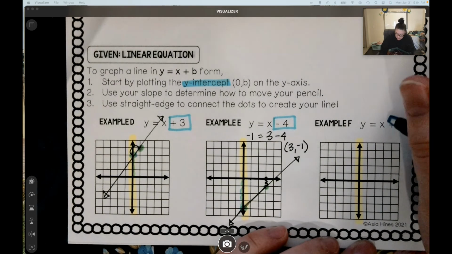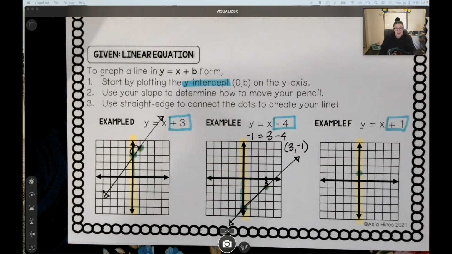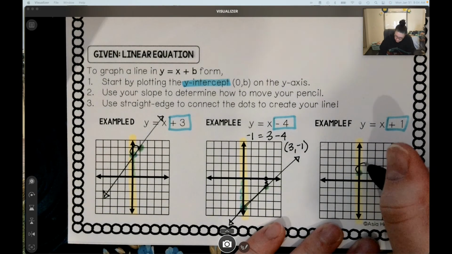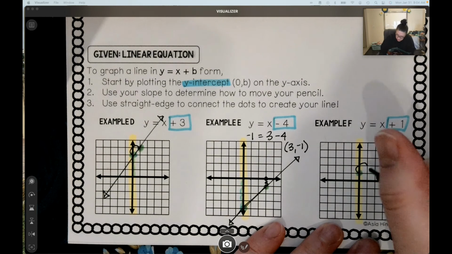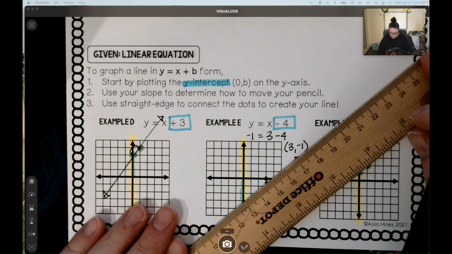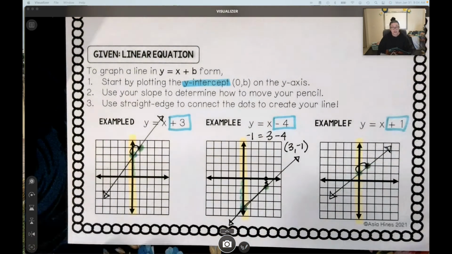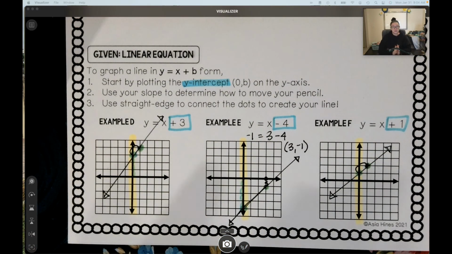Our y-intercept is a positive 1, so it's above the origin. I assume most of us like this first method, where we go up 1 and over 1 for our second point so that we can connect the dots. Again, it does not matter which method you use. You do whatever makes you the most comfortable. In the next video, we'll get into graphing proportional relationships, which is just a little bit different.